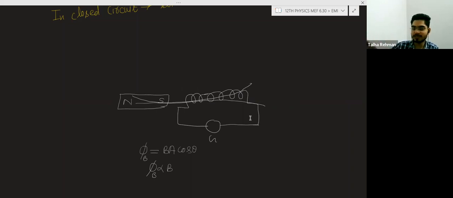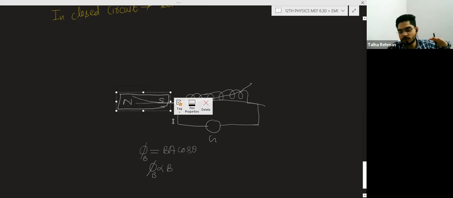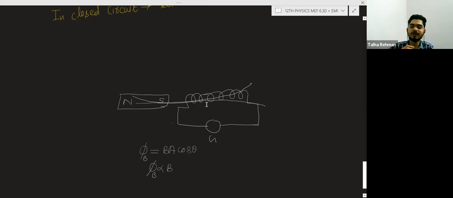Suppose this is a magnet. There will be no actual magnetic field lines. Magnetic field lines are just imaginary lines, but there is a magnetic field. To show that magnetic field, we draw the magnetic field lines. Here, this is the magnet, and due to this magnet I have drawn the magnetic field lines. What will happen when the magnet moves towards the coil? The magnetic field will increase, or you can say the magnetic field line density will increase, or you can say the magnetic flux will increase.